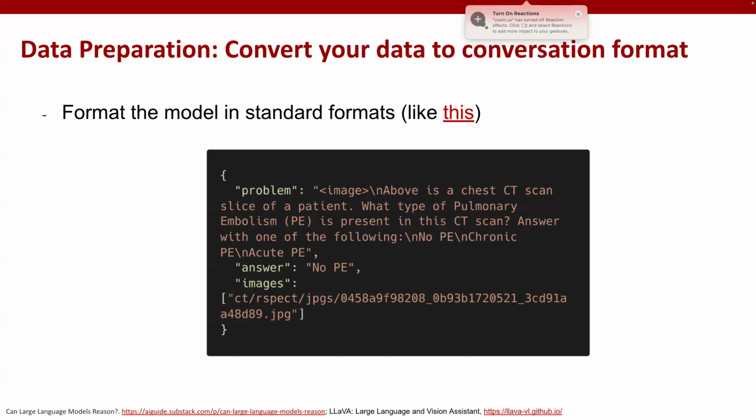So for data preparation, we need to convert any data you have to a question answer format. There are a lot of formats in different data sets. Most of the instruction fine-tuning frameworks support a lot of different formats, so you just need to choose one. In this example, we have a question and answer in a dictionary format, which has a problem and answer key and a list of images here. We'll release the slides, so if you check this, you'll see the list of formats you can use for your LLM fine-tuning.